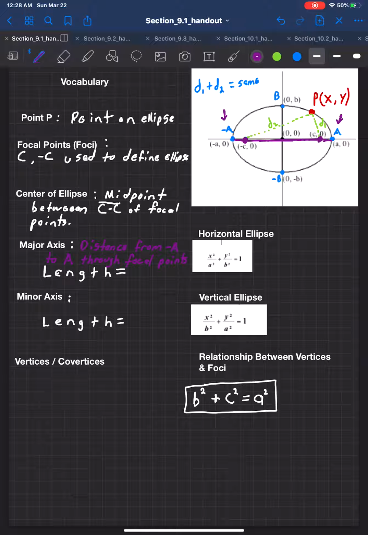Now, it should make sense to you that the length of that major axis, if you were standing there at the center, at the origin, and you travel A to the right, or you travel negative A to the left, the distance from negative A to A is 2A. So the length of the major axis is 2A.